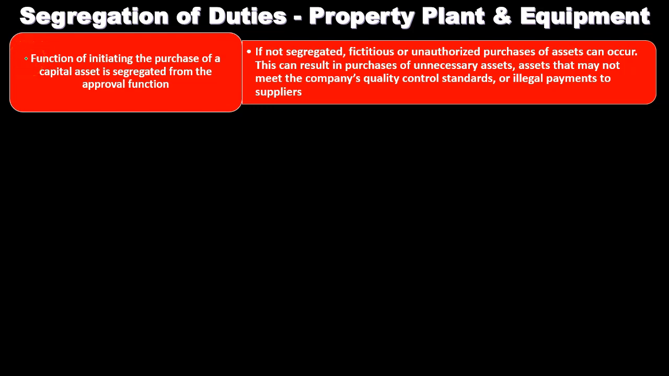So first item, the function of initiating the purchase of a capital asset is segregated from the approval function. So notice part of this, you're going to see some overlap, of course, with the purchasing process, with the consideration of purchasing property, plant, and equipment. Now, why would we need that? Because if those functions were not separated, fictitious or unauthorized purchases of assets can occur. This can result in purchases of unnecessary assets, assets that may not meet the company's quality control standards, or illegal payments to suppliers.